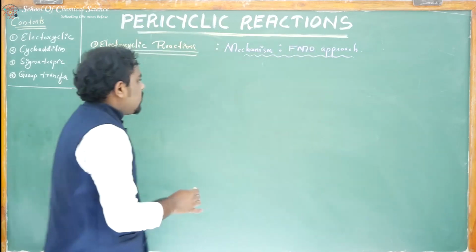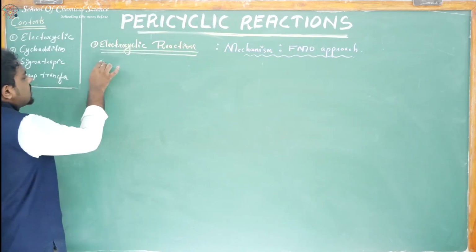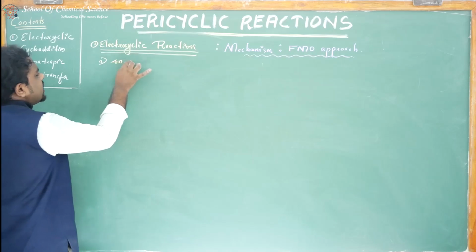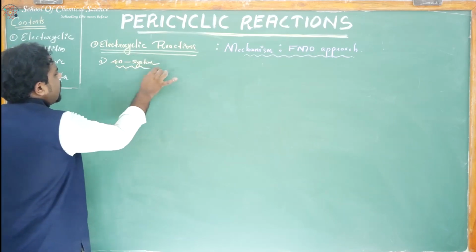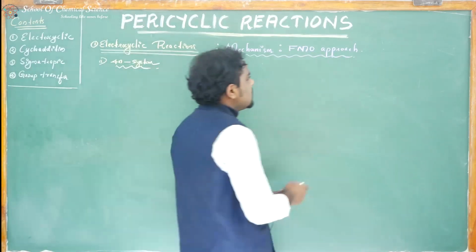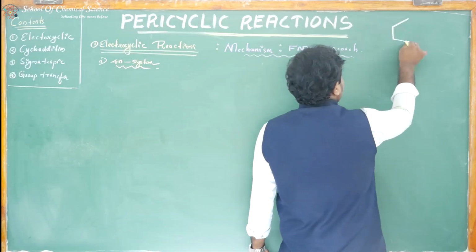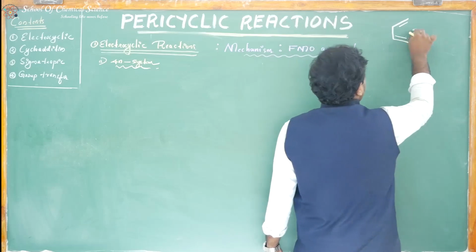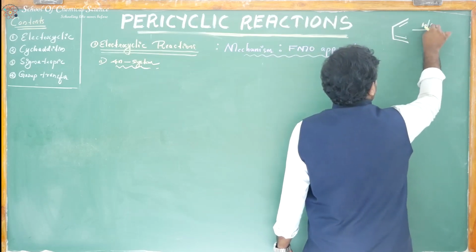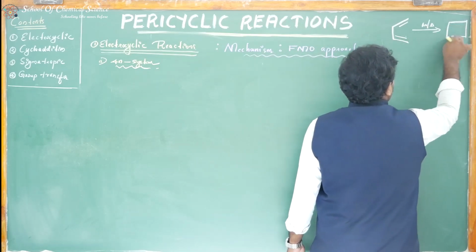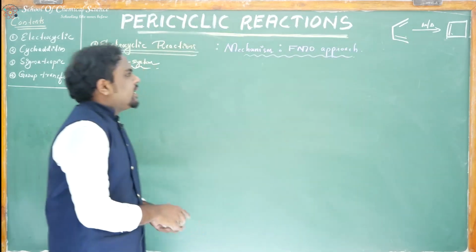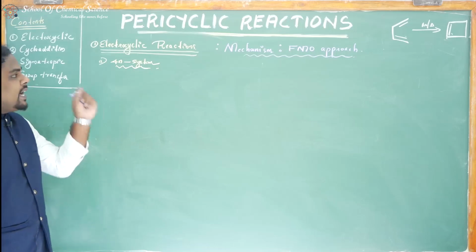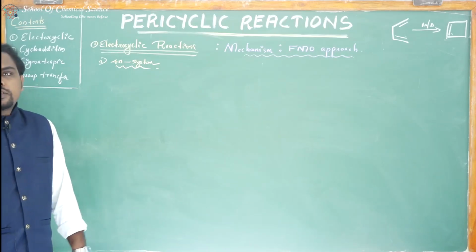So the first system I am explaining is the 4n system. What is a typical example for a 4n system? 1,3-butadiene is a typical 4n system. So the first system that I am going to explain is the 4n system by FMO approach.